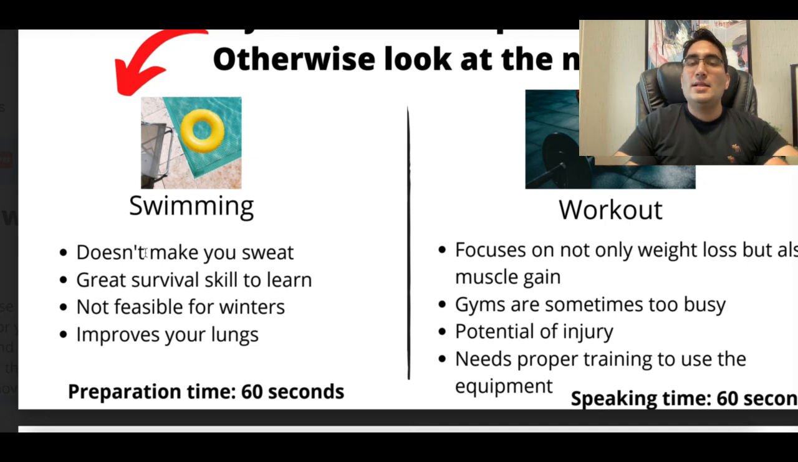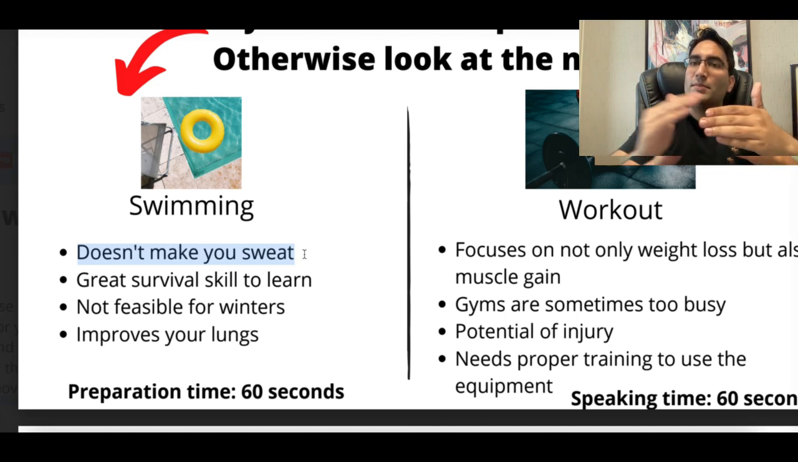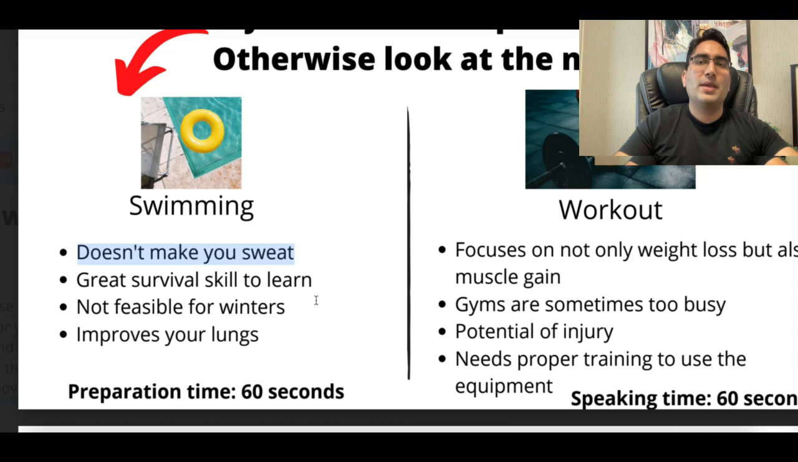For example, swimming doesn't make you sweat, great survival skills, okay, those are independent points, not feasible for winners, and improves your lungs. So lungs and sweat, we can talk about this together. It's a great exercise. If you go for swimming, it's highly important for your lungs, plus you don't even sweat while doing it. So that can be said in one sentence. Sometimes you can pick 3 things and you can say them in one sentence.